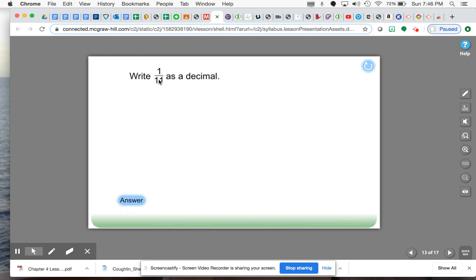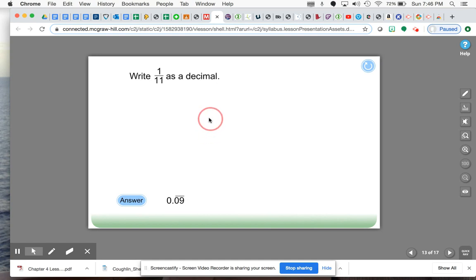What about this one? 1/11th as a decimal. It would be 9/100ths with the bar notation, because if you were to actually complete it, you would see that you'd first have the 0 here, and then it would have 99999. It would just keep on going.